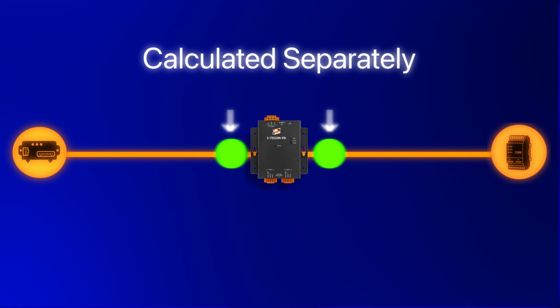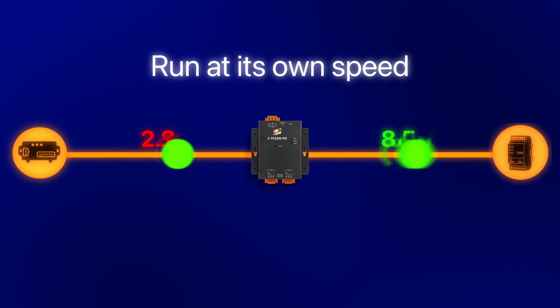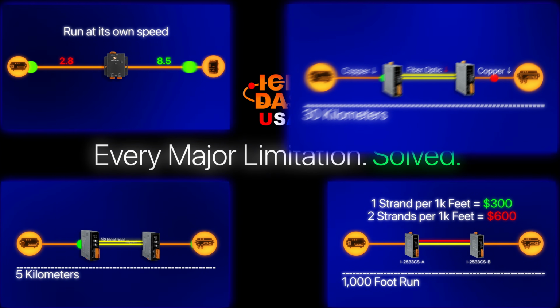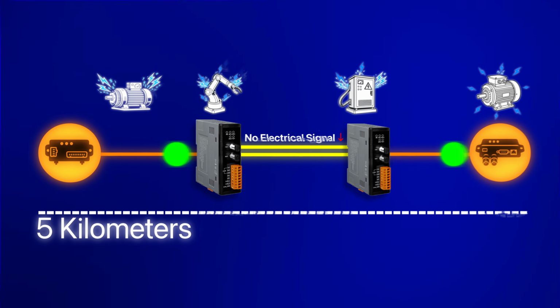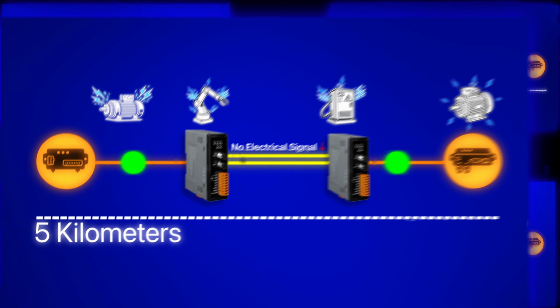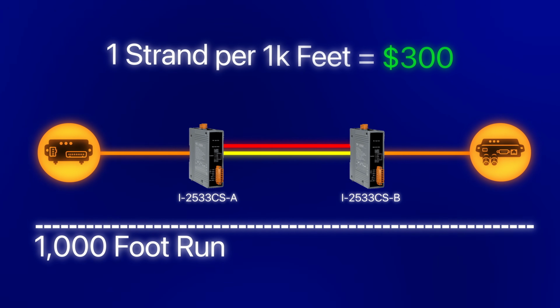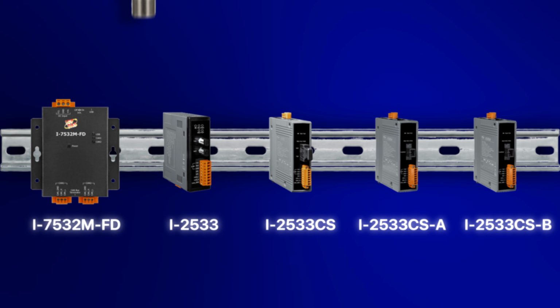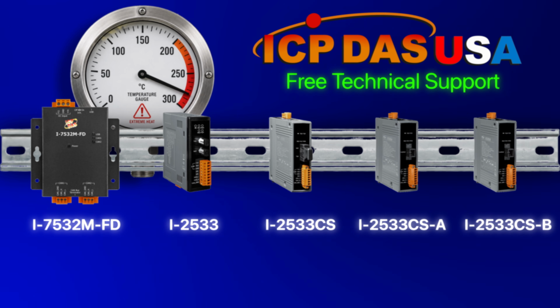Copper to copper bridging with independent distance, independent baud rates, and full fault isolation with the I-7532M. Extreme distance up to 30 kilometers over single mode fiber with the I-2533CS. Complete noise immunity for electrically harsh environments with the I-2533. And single strand fiber deployment that cuts your cabling costs in half with the I-2533CS-A and B pair. Every one of these modules is DIN rail mountable, built for industrial temperature ranges, and backed by ICP DAS USA's free technical support, which means when you call, you're talking to an actual engineer who knows the product, not a call center reading from a script.